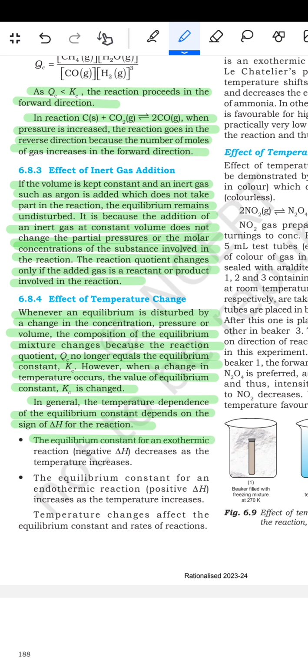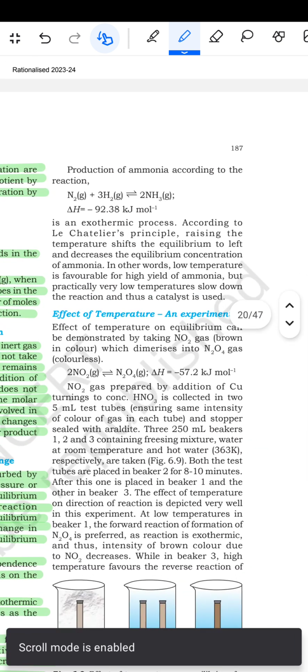The equilibrium constant for an exothermic reaction (negative delta H) decreases as the temperature increases, or the equilibrium constant for an endothermic reaction (positive delta H) increases as the temperature increases. Temperature change affects the equilibrium constant and the rate of the reaction.